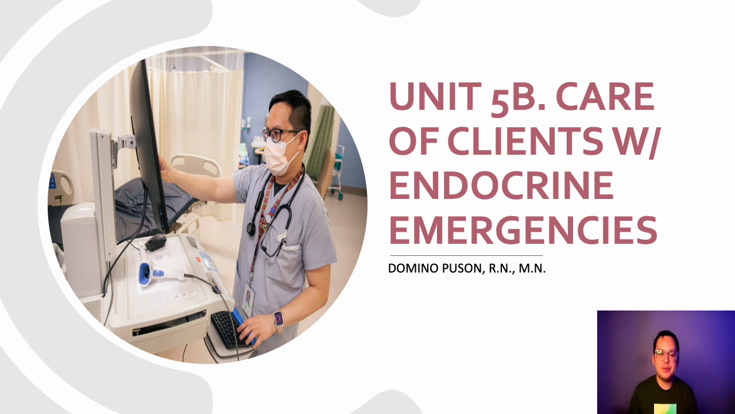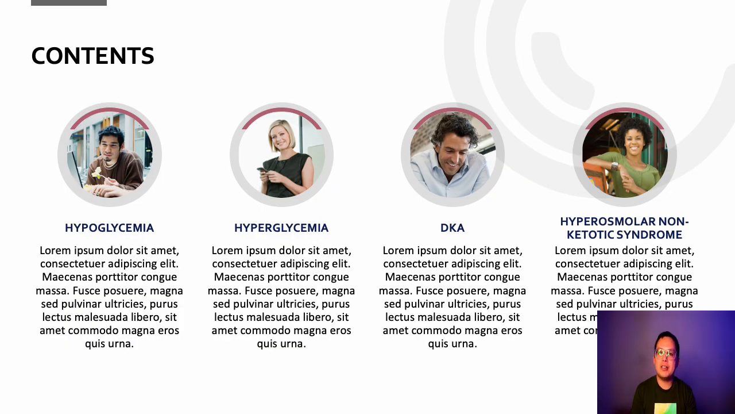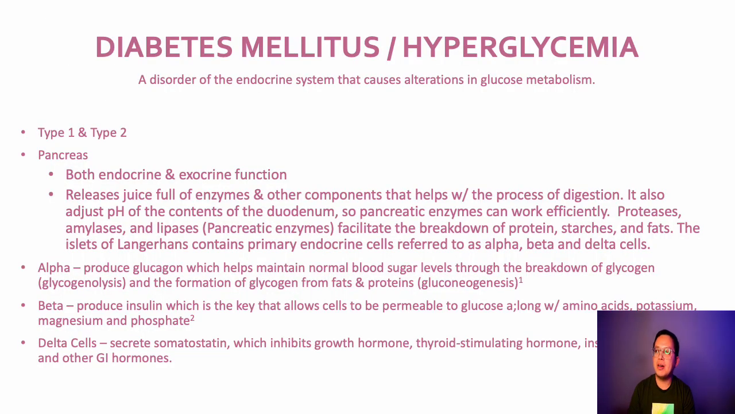I guess your 15-minute break is done, so we proceed with Unit 5B, care of clients with endocrine emergencies. This topic contains the following: hypoglycemia, hyperglycemia, DKA, and hyperosmolar non-ketotic syndrome. When we talk about hyperglycemia, we also talk about diabetes mellitus. DM is a disorder of the endocrine system that causes alterations in glucose metabolism. There are two types of DM, type 1 and type 2. I'll talk about that later.